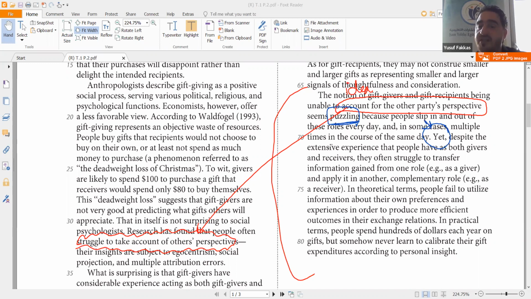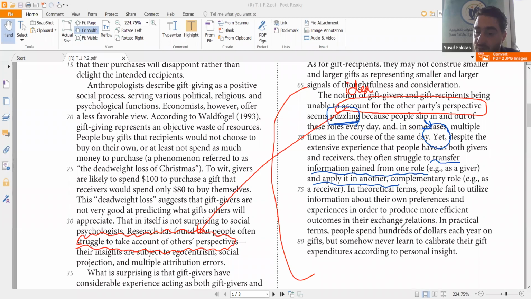Yet, despite the extensive experience that people have as both givers and receivers, they often struggle to transfer information gained from one role and apply it in another. So yes, we are the same people. We have a lot of experience as givers and as receivers. But the experience that we have as receivers, we cannot apply when we are the givers, and the other way around. So, in theoretical terms, people fail to utilize information about their own preferences and experiences in order to produce more efficient outcomes in their exchange relations.